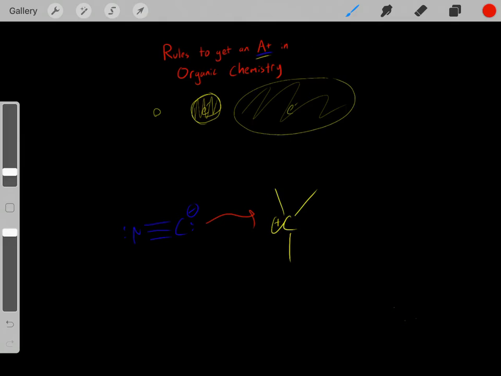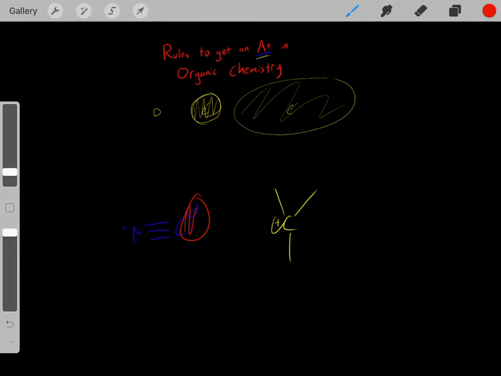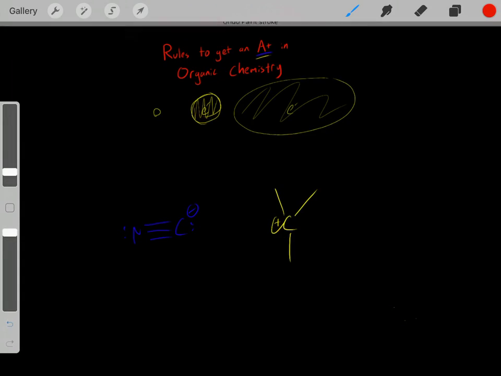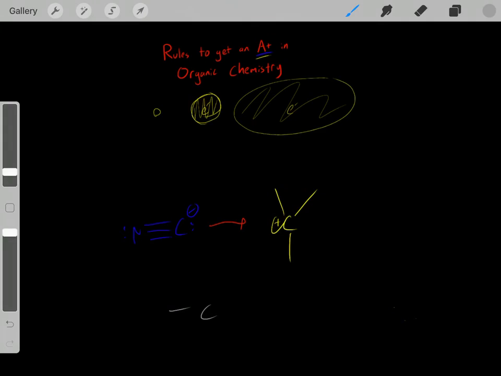We know they're going to react, but why? Why do they react? Well, because we have localized negative charge, so we have strong charge density, negative charge density, which is not stable. And here we have localized positive charge density, so high positive charge density, which is not stable. However, if they react, these charges get destroyed. So now there's no charge density. If they react, we'd essentially create this compound.